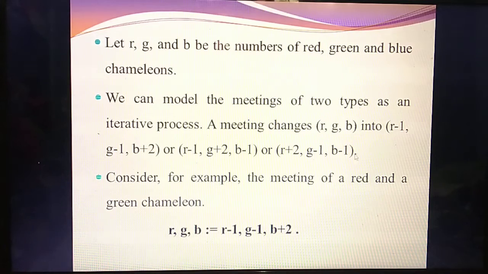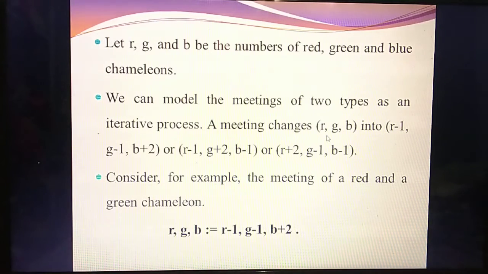So how many colors of chameleons are there totally? Three colors. What are they? R, G and B. Red color, green color and blue color. Among these, one chameleon from red color and one chameleon from green color are arranging a meeting between them. Then what's the condition? If two different colors of chameleons arrange a meeting, and their numbers are equal, automatically these two chameleons change to the third color, that means blue color.